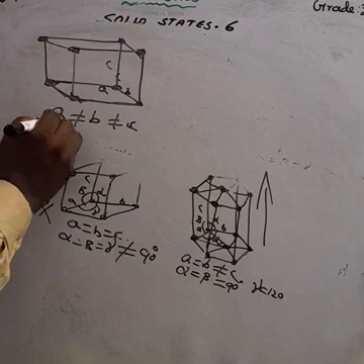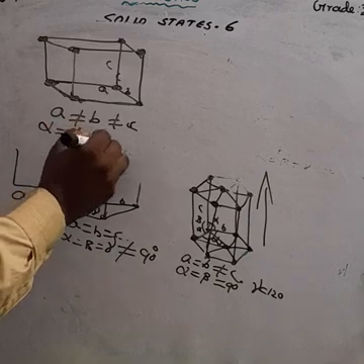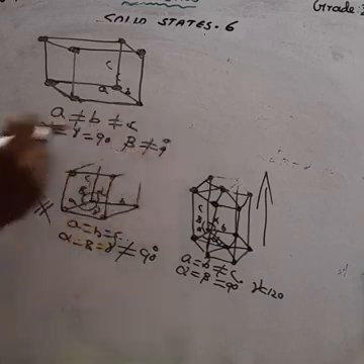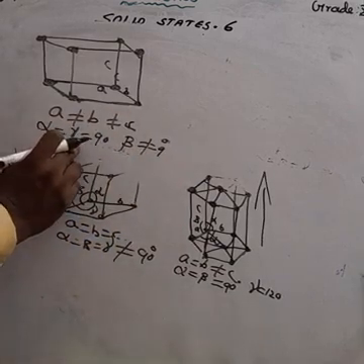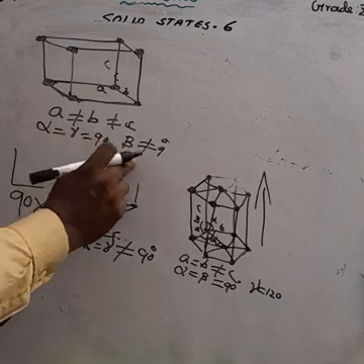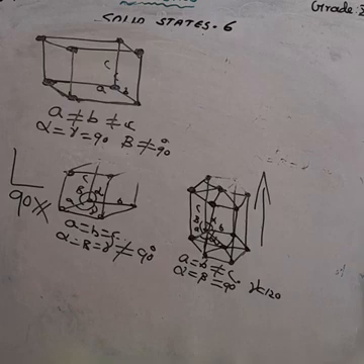Alpha is equal to gamma is equal to 90 degree. Here beta is not equal to 90 degree. That is about the monoclinic. The last one about the triclinic.